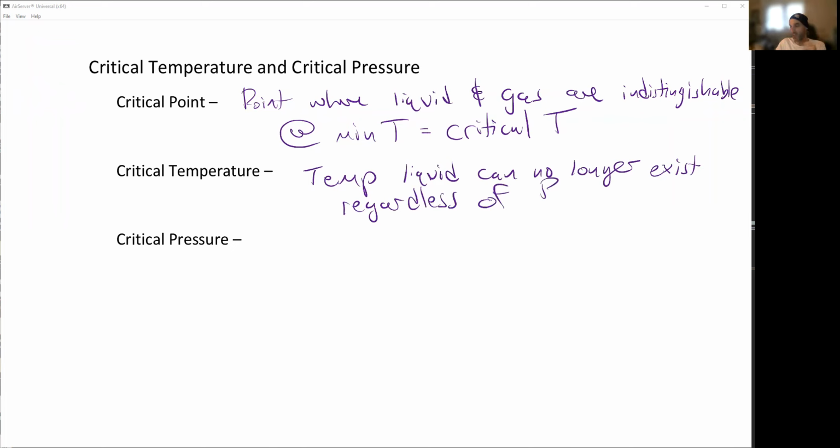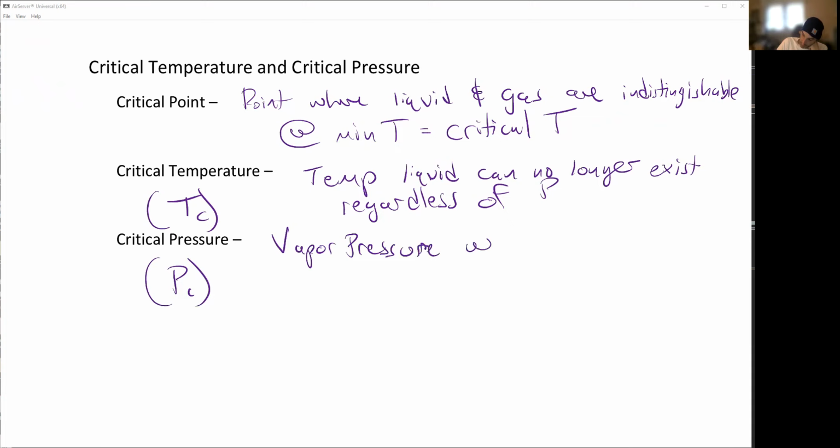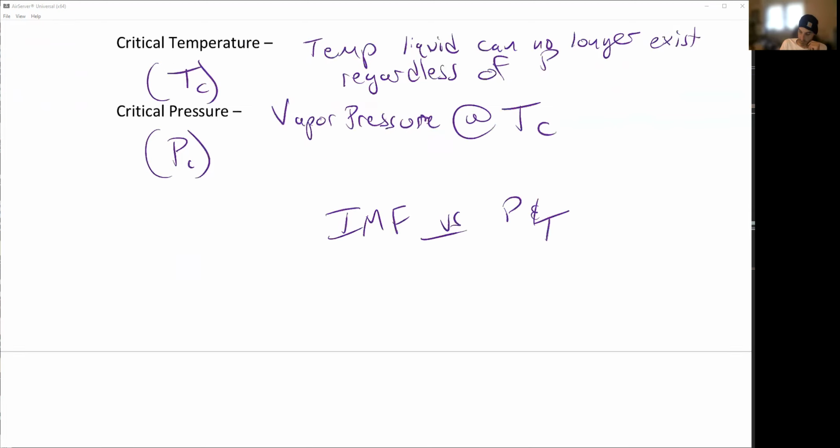of pressure. The increase in pressure, we can see it as kind of forcing molecules together, but there's a certain temperature where it just doesn't matter how much pressure you apply. This is known as TC. Pressure critical is the vapor pressure at TC. Okay, again, intermolecular forces versus pressure and temperature. We're going to take a look at this next as well.